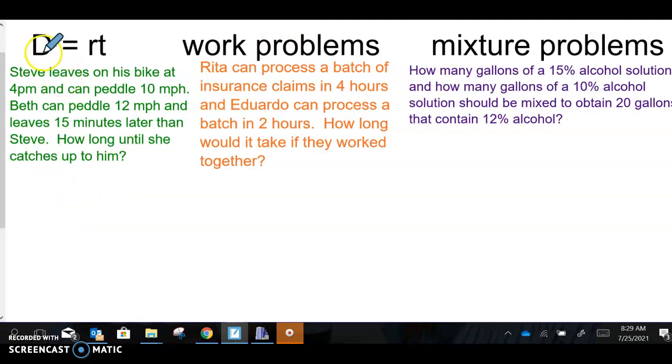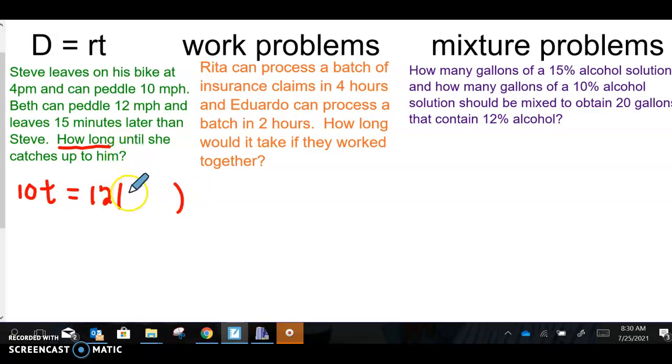Okay, so remember that distance equals rate times time. So Steve's distance is his rate, which is 10 miles per hour, times his time, which we don't know. How long will he be riding until he looks over and says, oh, hey, Beth, there you are. So we want his distance to be the same as Beth's. Beth is a little quicker. She does 12 miles per hour, but she's going to be riding 15 minutes shorter than Steve. She was getting her shoes on, whatever she was doing. She didn't leave for 15 minutes.